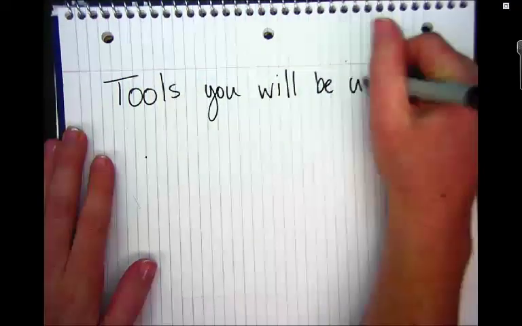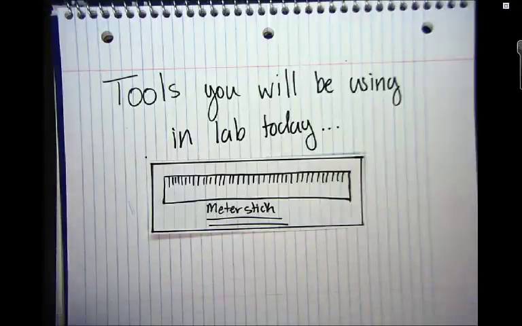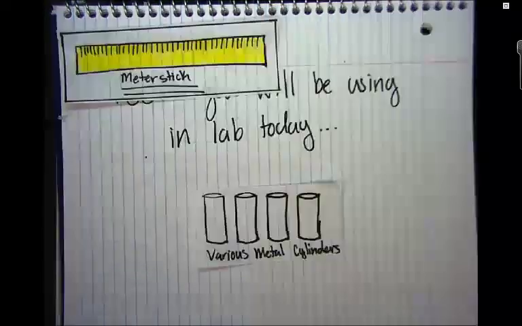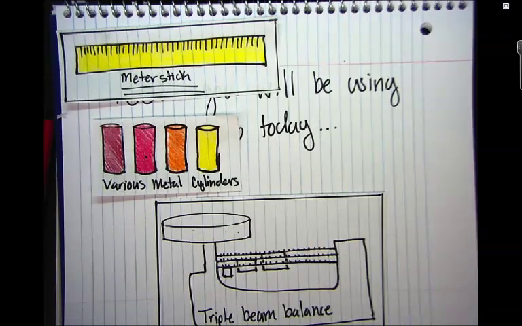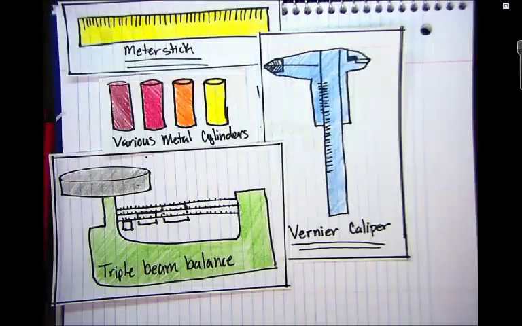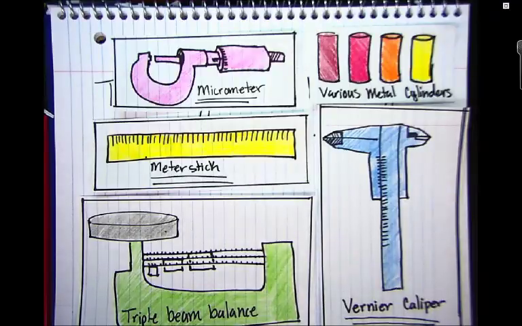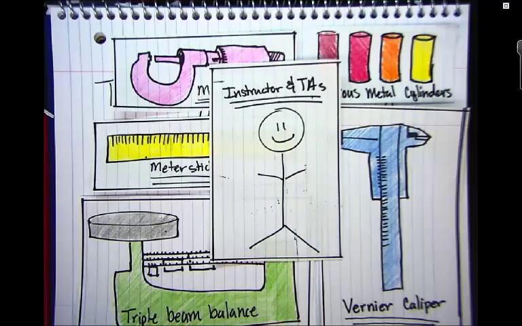The tools you'll be using in lab today are the meter stick and various metal cylinders, which are the things you'll be measuring. A triple beam balance measures mass, a vernier caliper measures a distance, and a micrometer measures different distances. Instructors and TAs are totally there to rock your world, guys.